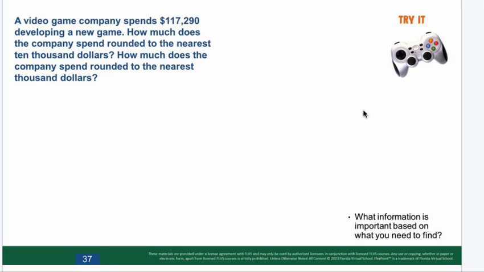So let's kind of try some numbers here. And I want you to kind of try this problem together with me. So this says a video game company spends $117,290 developing a new game. How much does the company spend rounded to the nearest $10,000? And how much does the company spend rounded to the nearest $1,000? Okay, so there's two things I'm looking for here. All right, so now I'm going to go ahead and read it again. I'm going to do my second read and focus on the information I need to know.